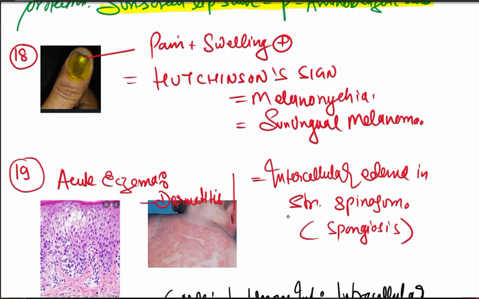Next condition, we see there is subungual melanosis, blackish in color. This is painful and swelling is present. This is the Hutchinson sign. Okay, this is subungual melanoma. Sorry, I said melanosis earlier. So the correct word is subungual melanoma.